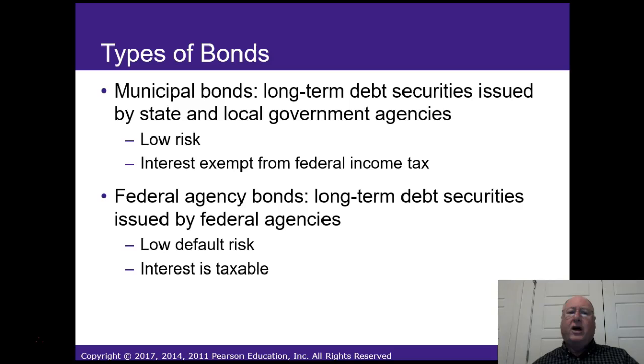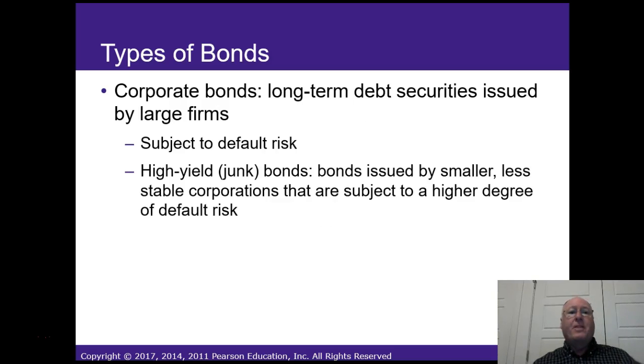Federal agency bonds are long-term debt issued by various and sundry federal agencies, usually a low default risk on that, and interest is usually taxable on that. Another kind of bond, of course, out there is the corporate bond, which are just long-term debt securities issued by large firms. And of course, these, because there is no guarantee for a company, are subject to default risks.